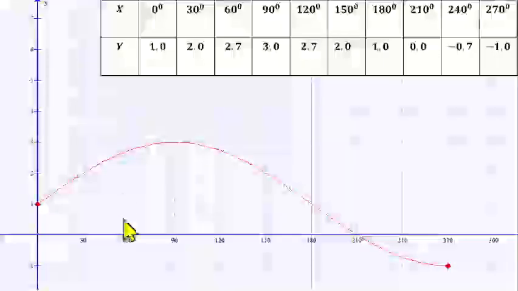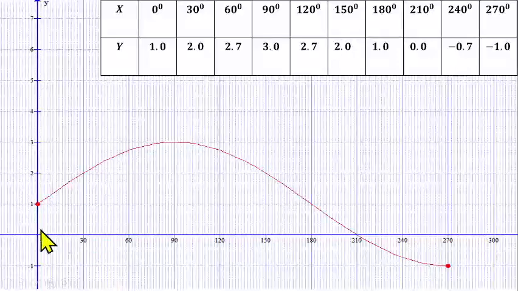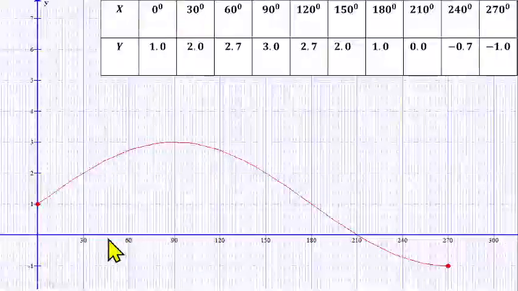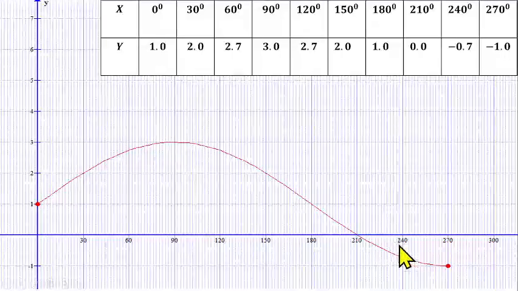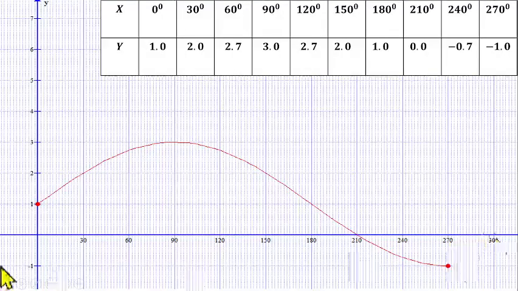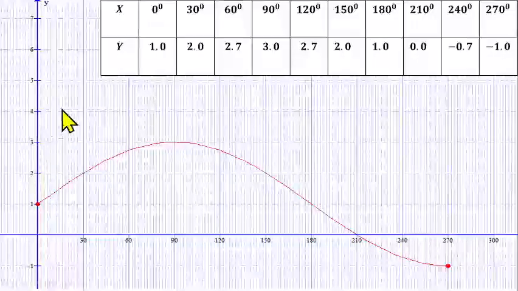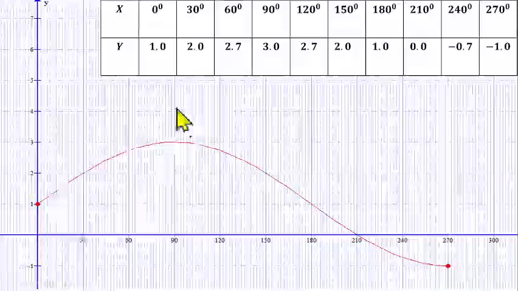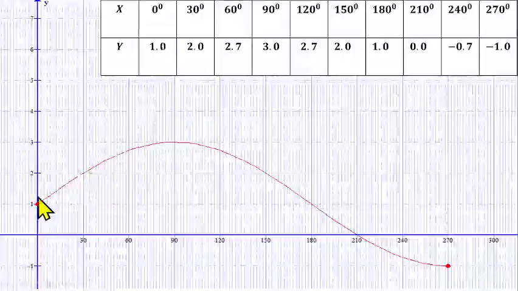Now you have been given the scale to use. On the x-axis, 2 cm represents 30 degrees. So that means when you draw your y-axis and x-axis, on your x-axis, the first angle here is 0, so 0 from the origin. Next one is 30, 60, 90, 120, 150, 180, 210, 240, and 270, and so on. Then for your y-axis, 2 cm represents 1 unit, so you have 1, 2, 3, 4, 5, 6, and so on. Then start plotting. When x is 0 degrees, y is 1, so the first plotting is going to be here.